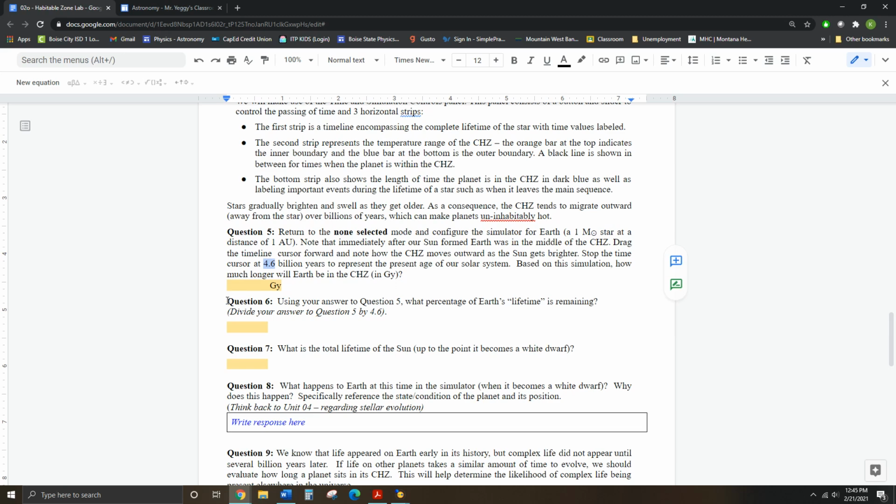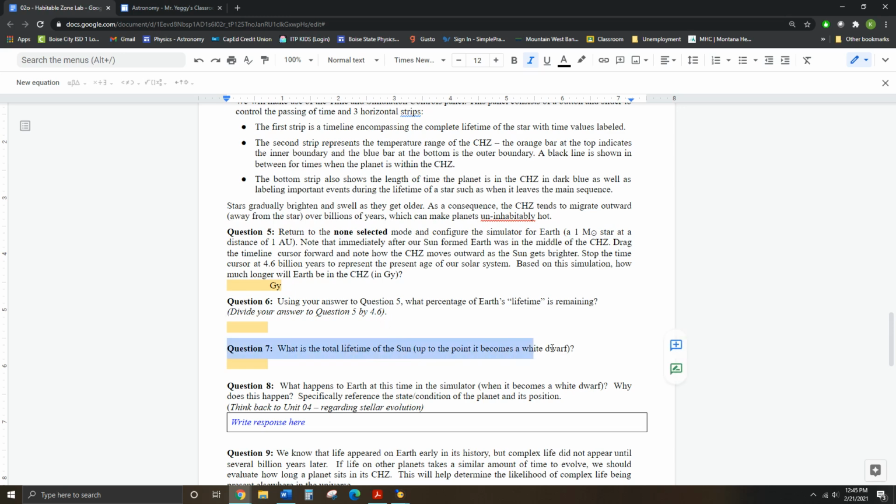For question number 6, we're going to consider what percent of Earth's lifetime is remaining. You're going to have to take your answer to number 5 and divide it by the Earth's current lifespan of 4.6. Given how long we've been around, about how much longer in a percent do we have left compared to how long we've been here before? Okay, so pause if you need to, if you're not ready for this, but you should have questions 5 and 6 answered by running those calculations and using the information from the simulator.